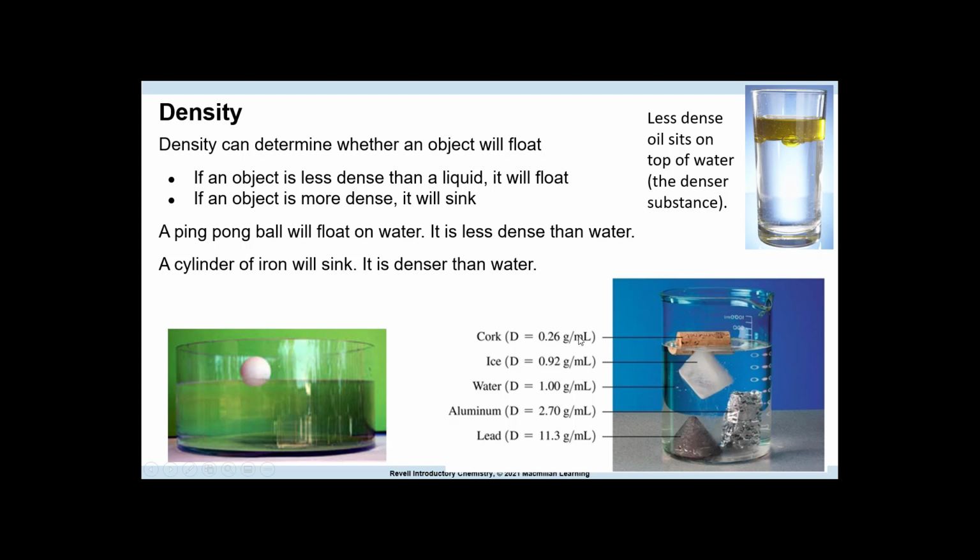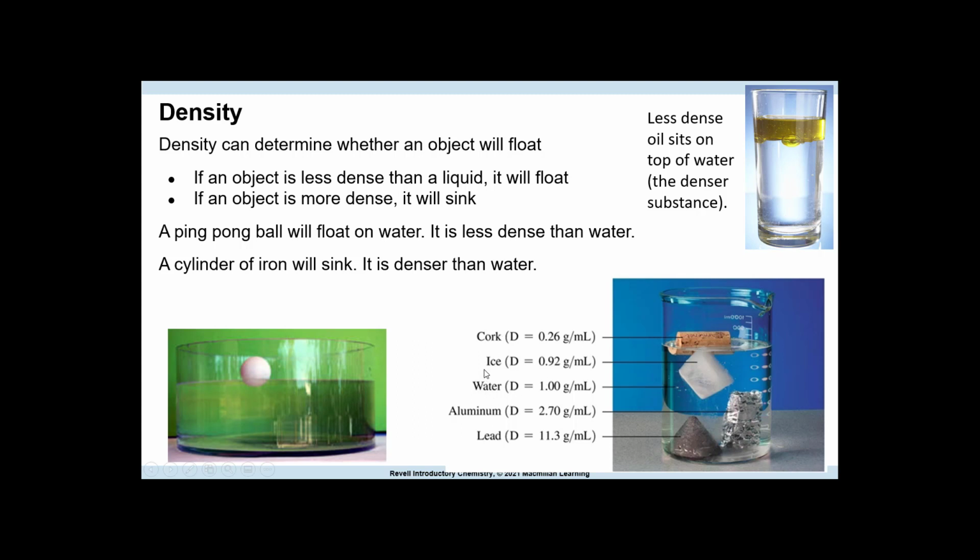So a cork is 0.26 grams per mil. Remember I told you density has units. Use the units. The units will help you solve problems with density. It's going to get heavier as we go down. So lead will sink. It's 11.3 grams per mil. Why will it sink? Because water has a density of 1.00 grams per mil. Anything heavier than that, denser than that, will sink. Anything lighter than that will float.